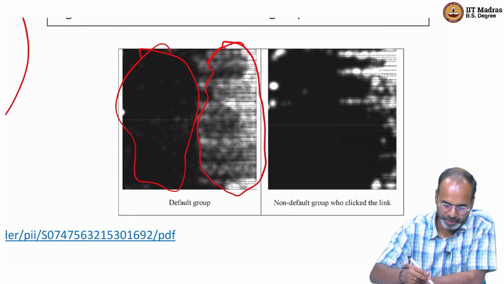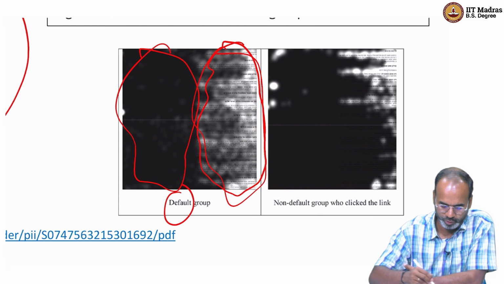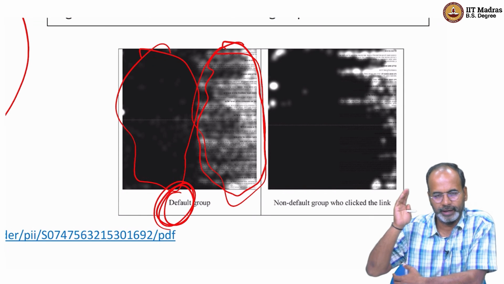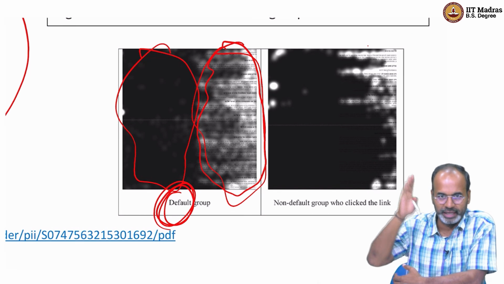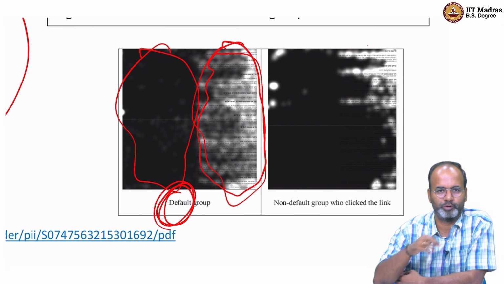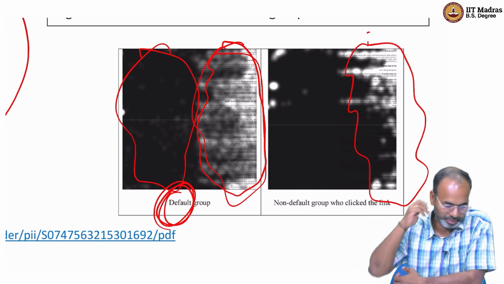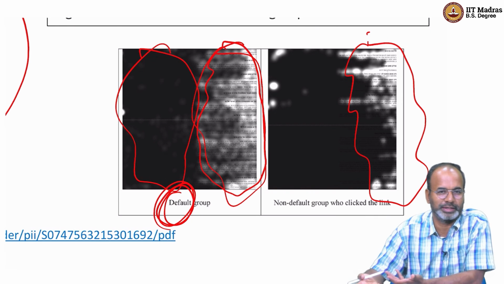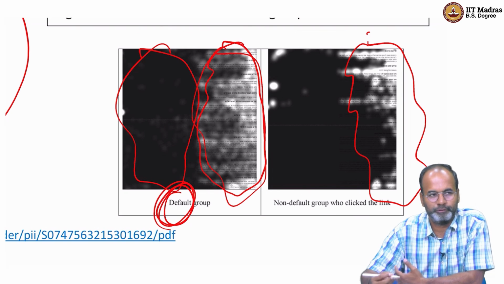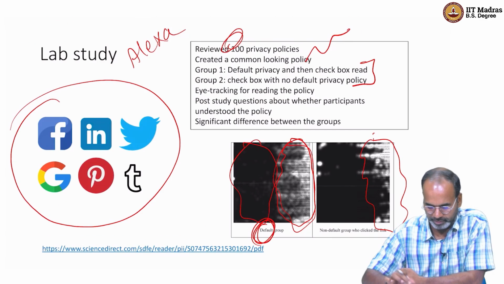So more people read this part in the default group, which is the group that was given the privacy policy before they actually accepted it. This one, less people read it because this is not a set of people who are actually forced to read the privacy policy, or default kept there without saying that I read the privacy policy.